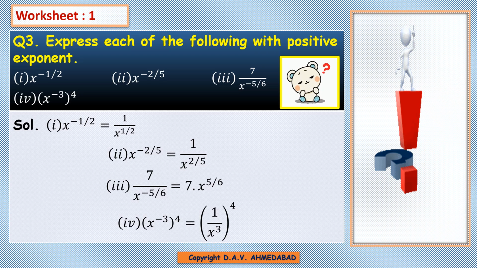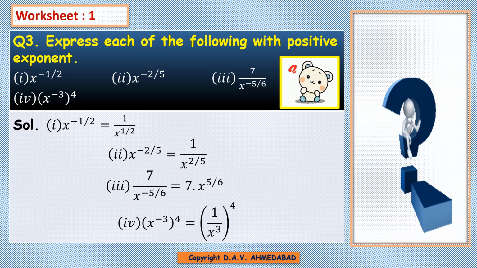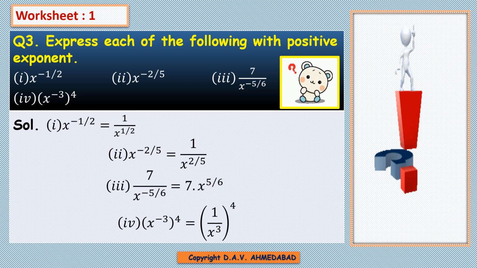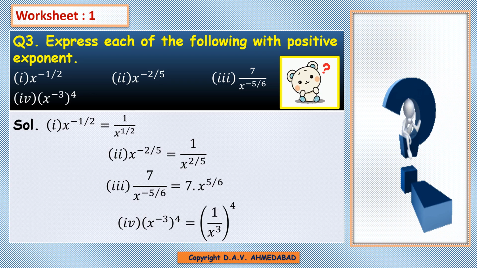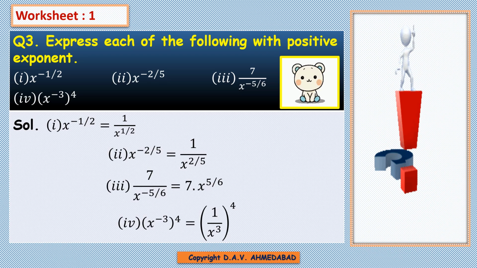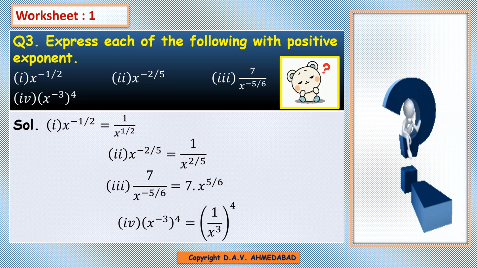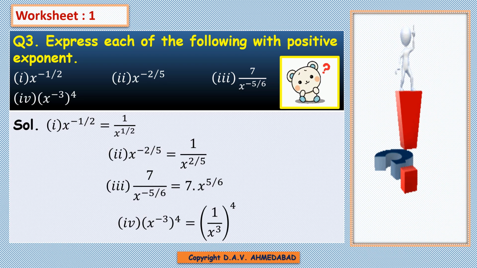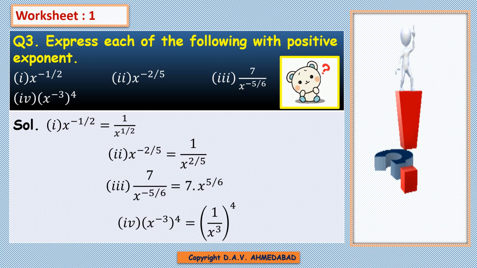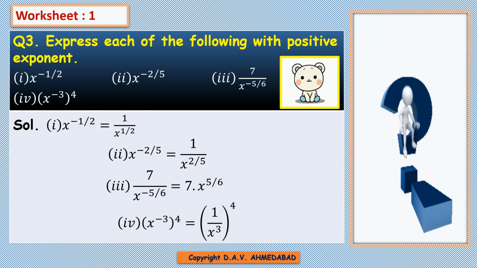Third question is again very simple, children. Express each of the following with positive exponent. Now x raised to the power minus 1 by 2, and we know that to make the power positive we do the reciprocal of the numbers. So here simply we need to do the reciprocal of all the numbers, right? So x raised to the power minus 1 by 2 is 1 by x raised to the power 1 by 2. In second, the same thing you need to do.